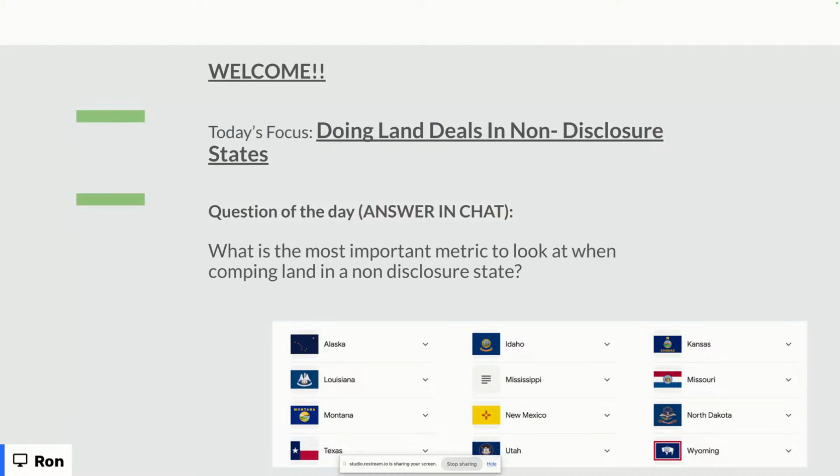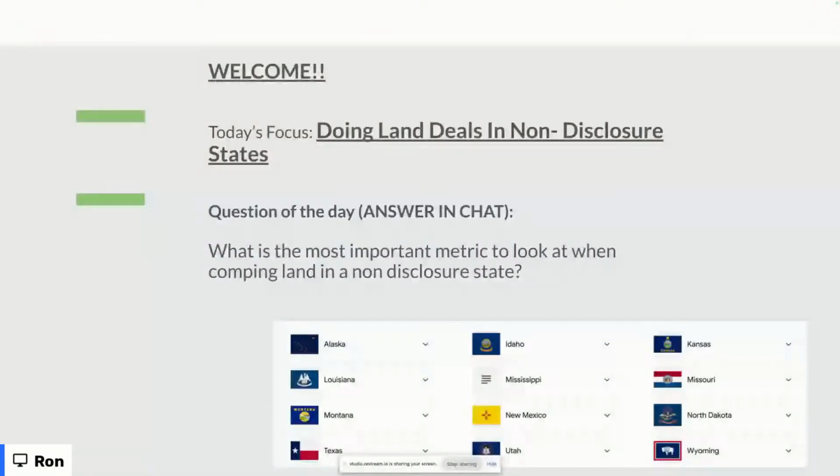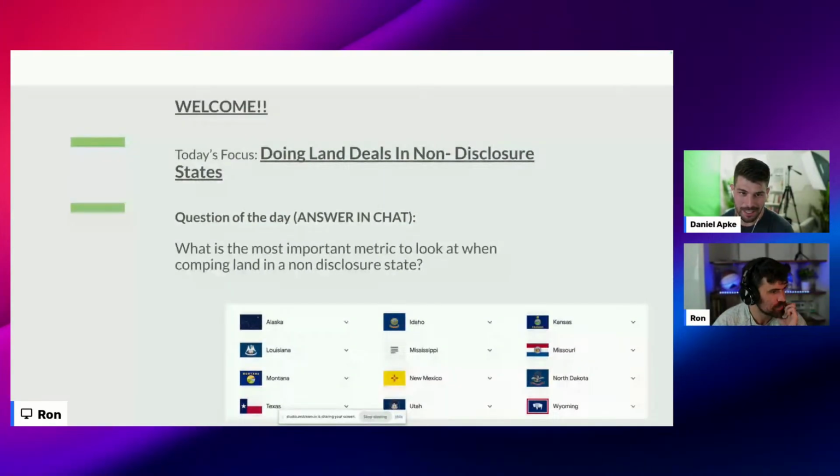Ron's pulling up this slide here. Today's focus, guys, if you just trickled in, doing land deals in non-disclosure states. Excited to get into it. We just had a bunch of people join at once, so answer the question of the day in the chat while Ron's trying to figure out the tech on what's going on here. I'm not good with this. It's an every week occurrence. If you guys come back, we can do it like this, I guess. Is that big enough for you, Dan? Yeah, this is good. Can you guys see this?